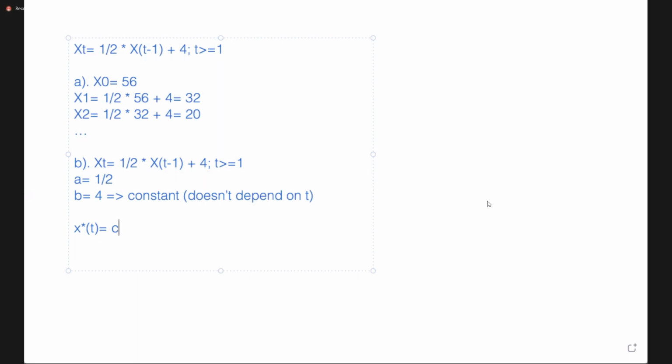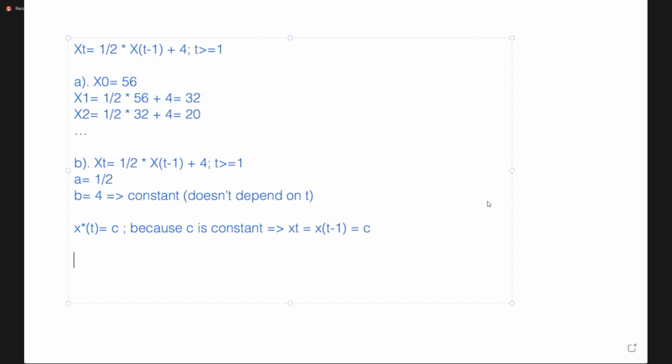Because c is constant, it means that all of my solutions, so all of my elements in my line, so x of t, will be equal to x of t minus 1, will be equal to any other x, and will be equal to c. So all of these elements xt will become c.